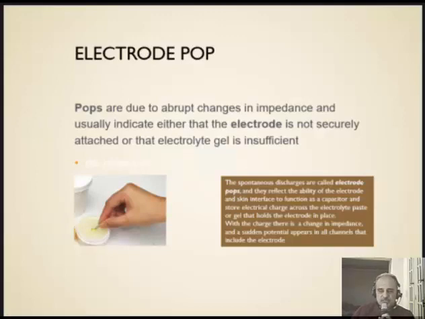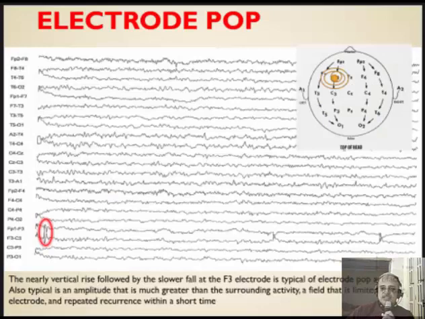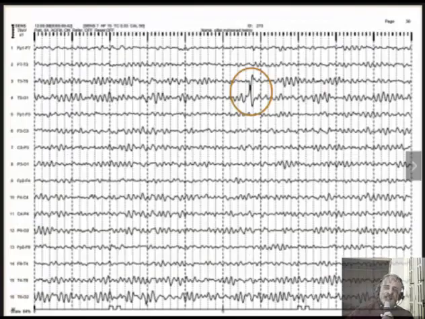Pop in English means abrupt explosive sound. To indicate here abrupt change in impedance of this electrode, just elevate the electrode and put some paste or gel below, it will disappear. This is an example of pop electrode artifact over the left frontal region. This is another example over the left posterior temporal region.